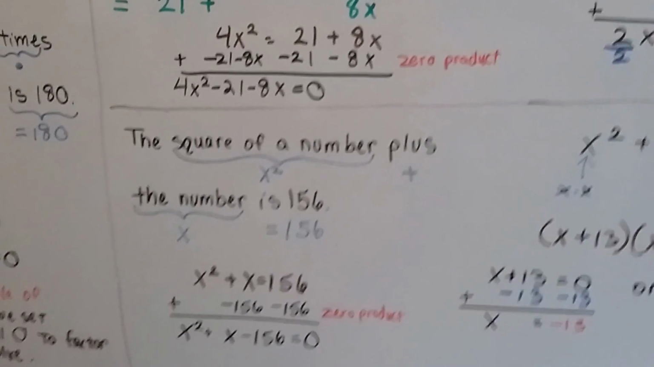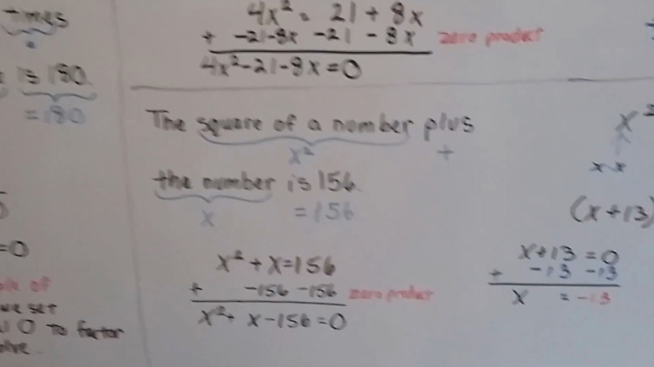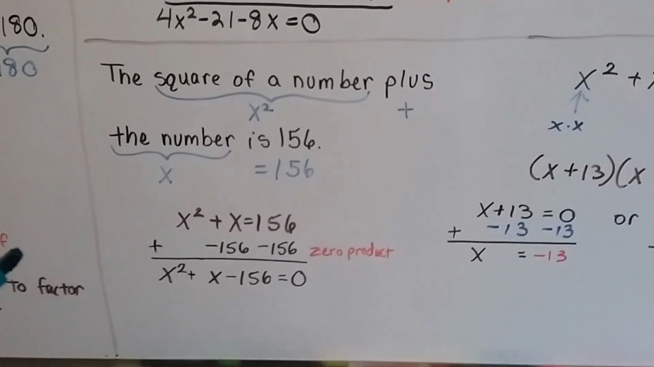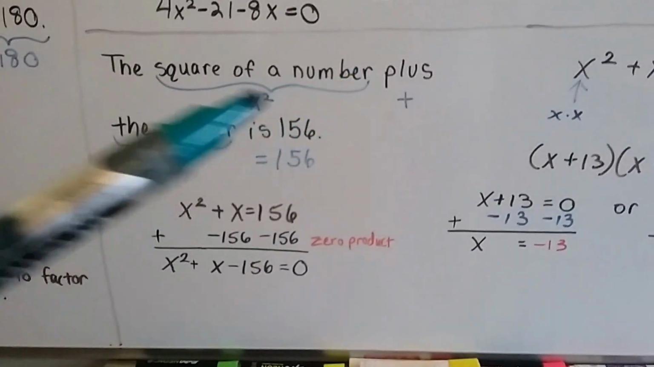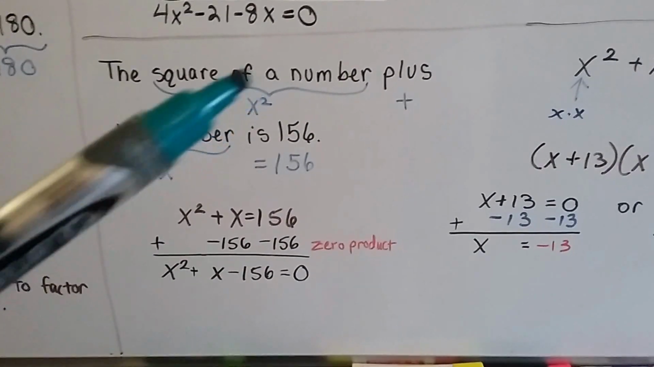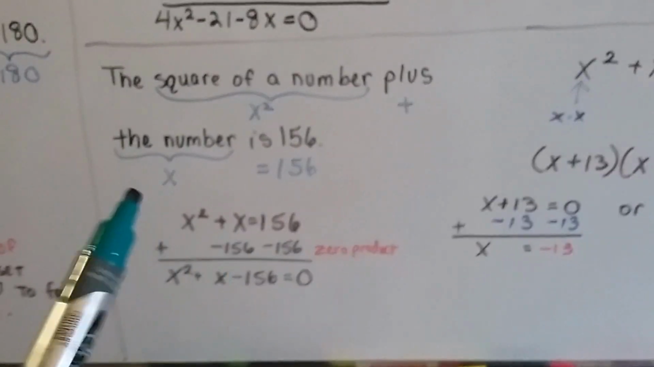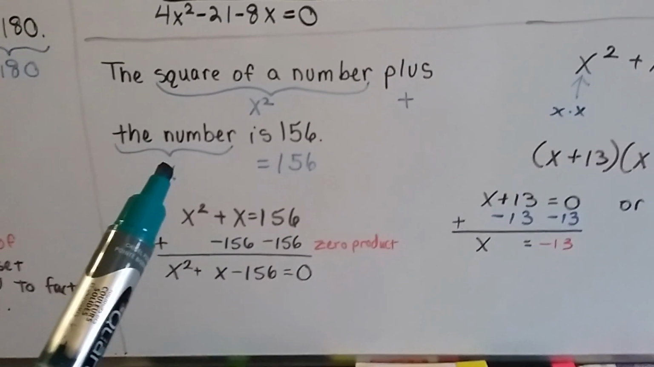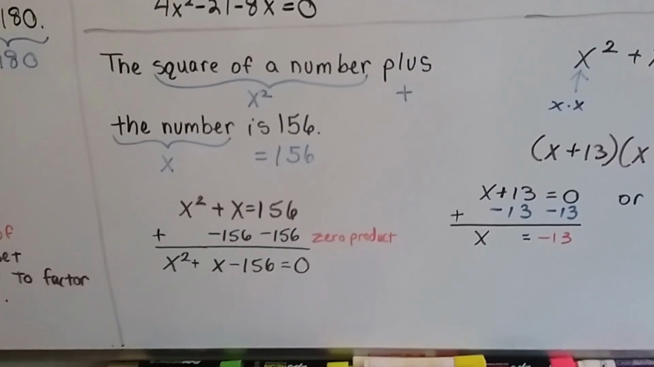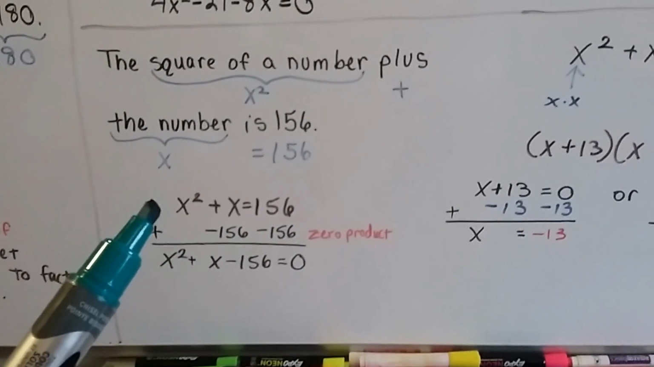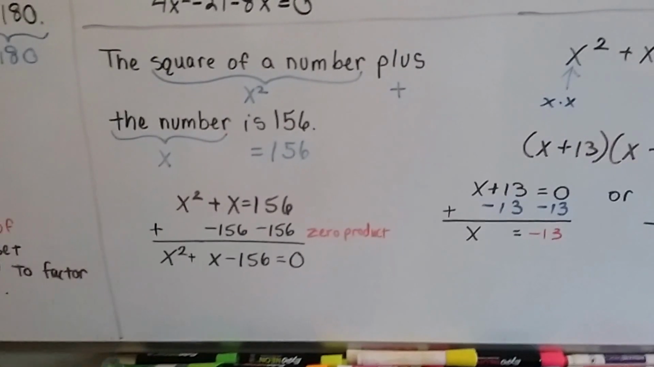Now we have: the square of a number plus the number is 156. So the square of a number is a variable squared. So I used an x squared, plus, we have a plus sign, that number again, x, equals 156. So that's our equation, x squared plus x equals 156.